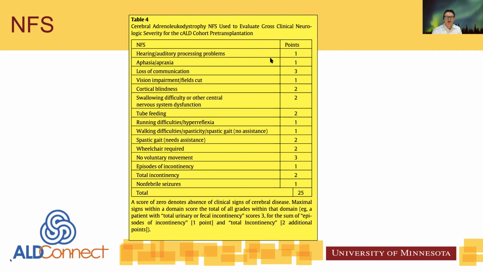So if the child's having hearing processing problems at that point, loss of communication is 3 points plus these other 2, which is a total of 5. If the child is having visual problems, that's 1. If they're blind, they get 2 points plus the 1. Tube feeding is 2 points, though we rarely see that now in new patient visits. Running problems, gait problems, wheelchairs, these all add points. We use the scale pre-transplant, and then we use the scale following transplant to track patients to see how they're progressing neurologically.